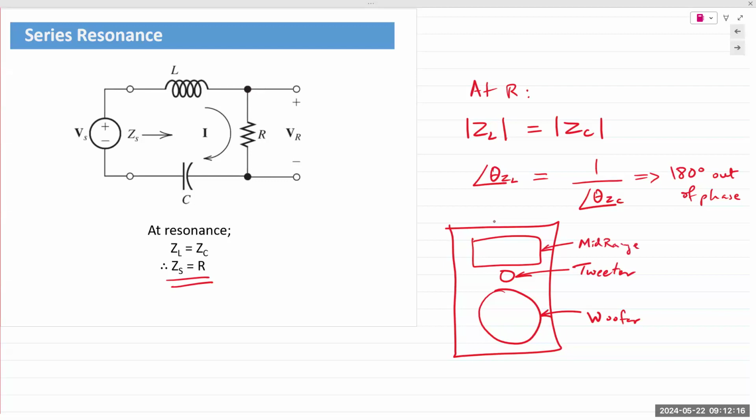Anyone have a subwoofer in their car? I had two when I was a grad student. Cheap ones. I installed it myself, but I was rocking it. Yes. Okay, there is a purpose to this.